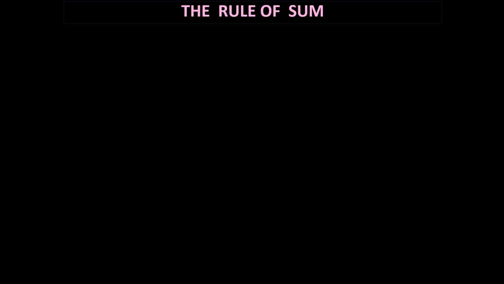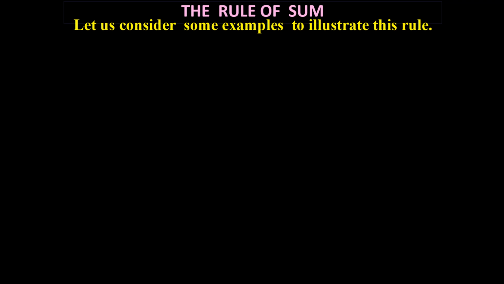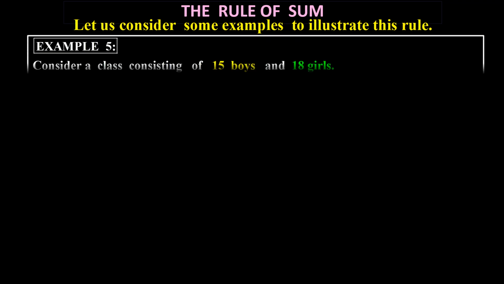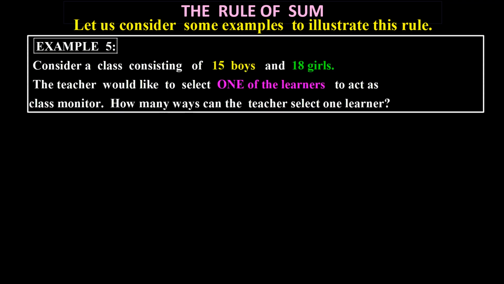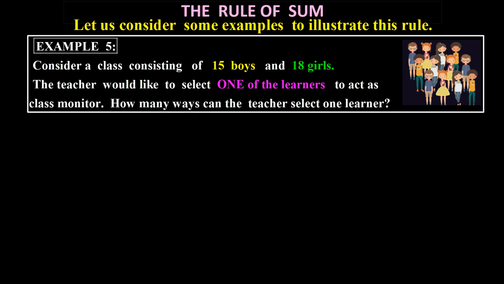There's another rule we want to look at. Let's consider the following examples. A class consists of 15 boys and 18 girls. So there's some of the boys and the girls. The teacher would like to choose one of the learners, one, to act as a class monitor. How many ways can the teacher choose one learner?